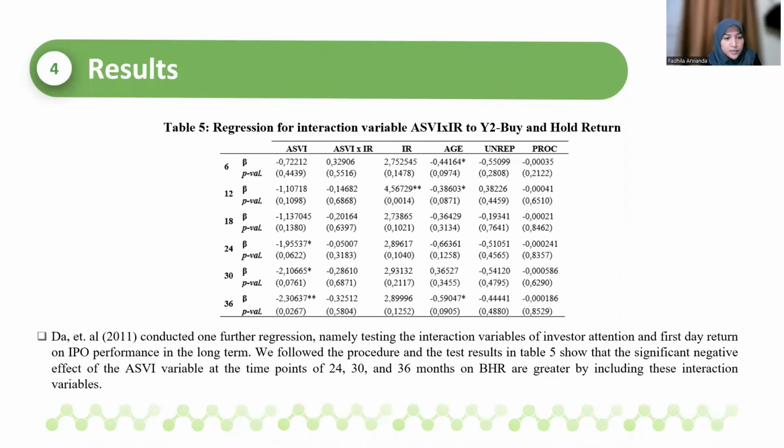Next, Da et al. 2011 conducted one further regression, namely testing the interaction variable of investor attention and first-day return on IPO performance in the long term. We followed the procedure, and the test result shows the significant negative effect of the abnormal search volume index variable at the time points 24, 30, and 36 months on buy and hold return is greater by including this interaction variable.